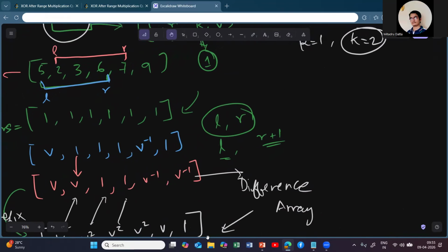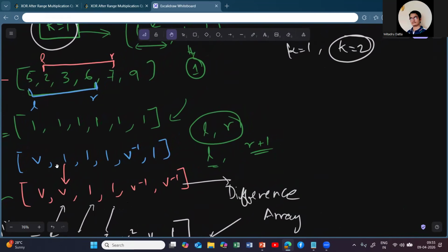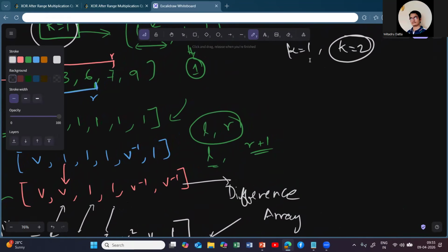But this time, I will try to multiply these elements, this difference array, in terms of 2. So I will try to jump all the steps by 2. Initially the multipliers were 1, and since all the ranges were considered from L to R, I simply did L and R plus 1. But now I need to jump k steps within this range.